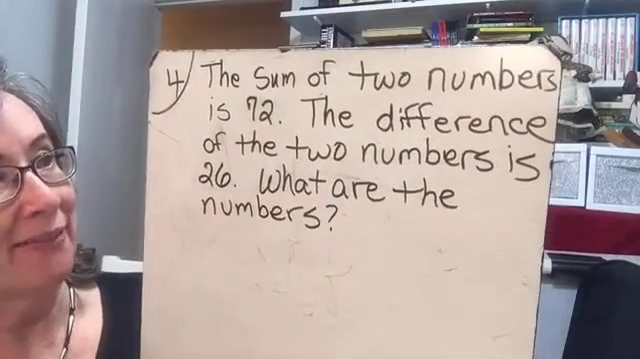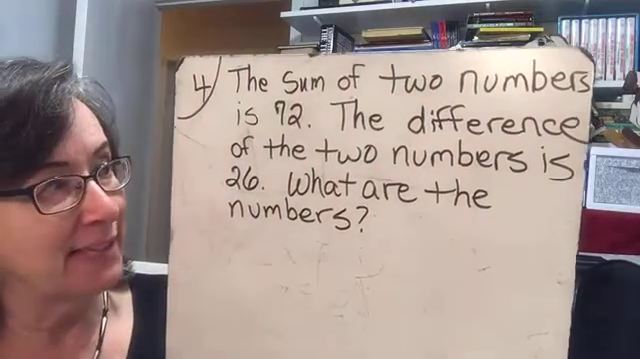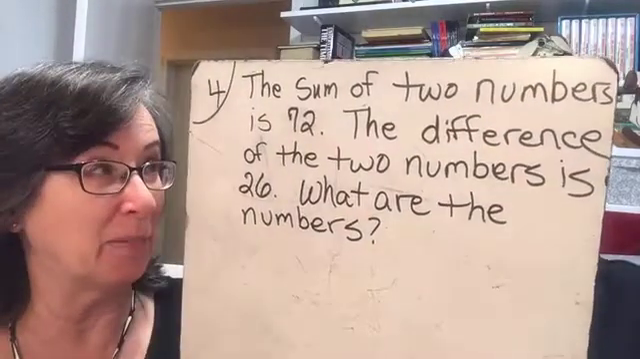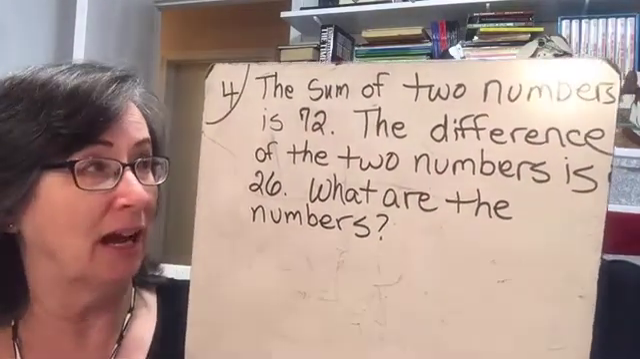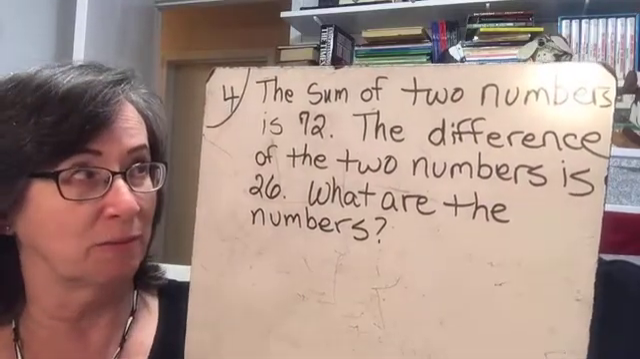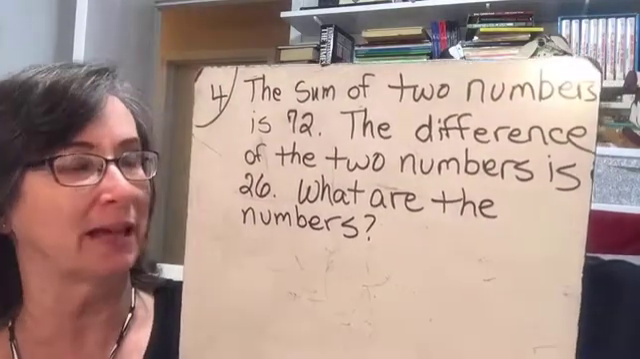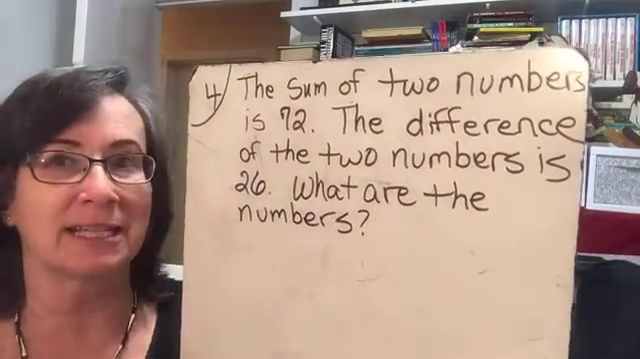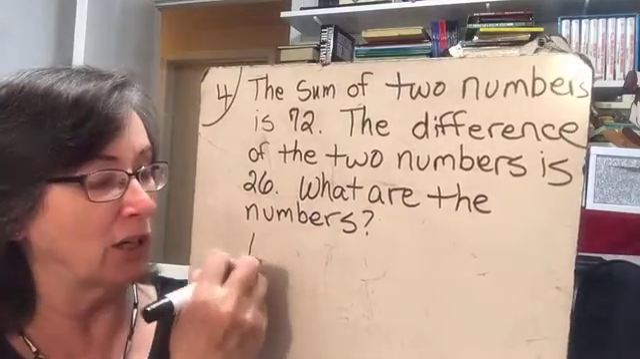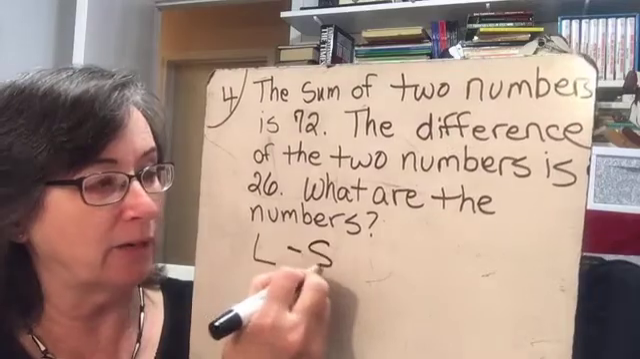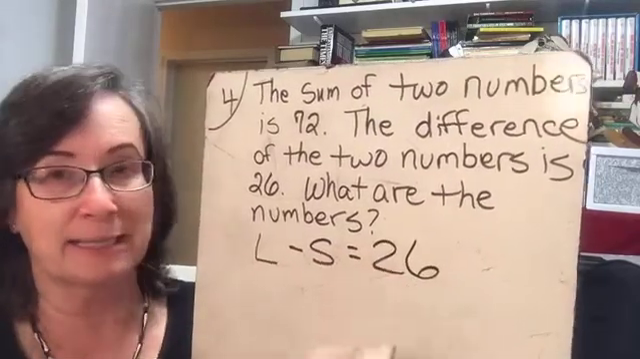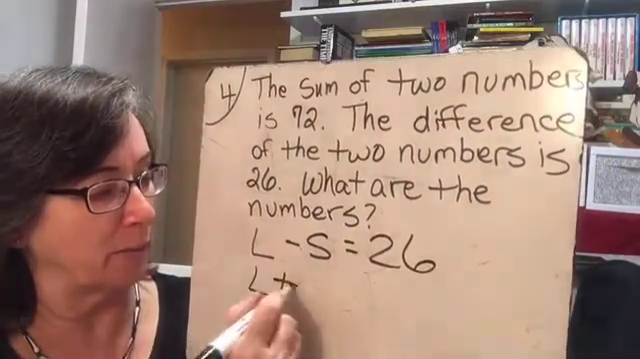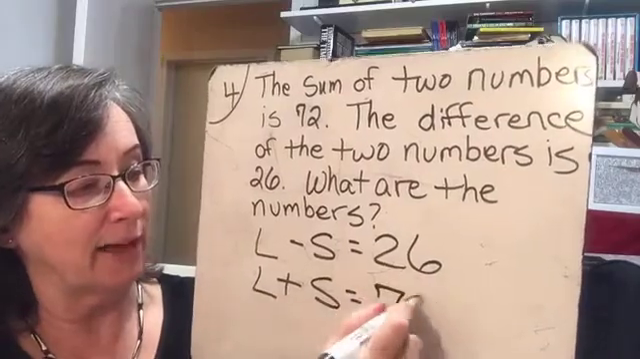This is number 4. The sum of two numbers is 72. The difference of the two numbers is 26. What are the numbers? Okay, so I could label these as X and Y. I could label these as 1 and 2, but I'm going to label them as larger and smaller because it says that the difference of the two numbers is 26. So I'm going to say larger number, take away, smaller number is 26. Okay, isn't that true? And then the sum of the two numbers, larger number plus smaller number, is 72.